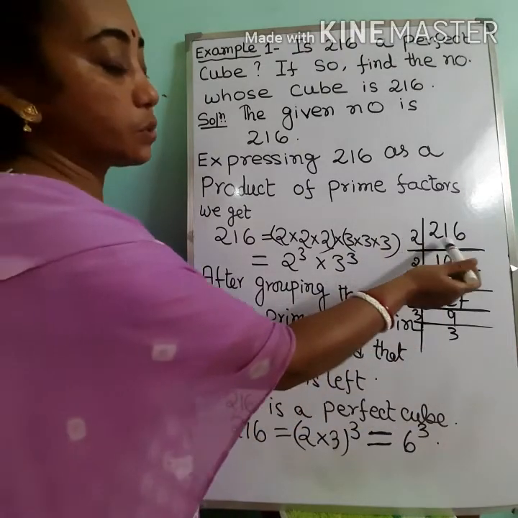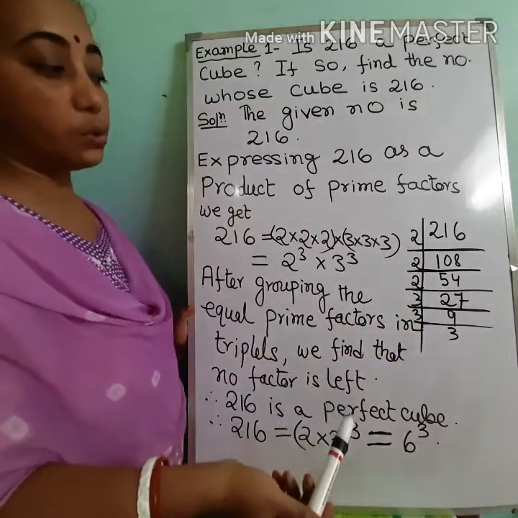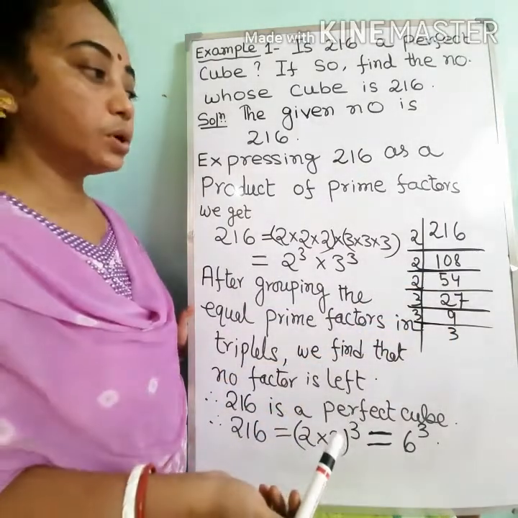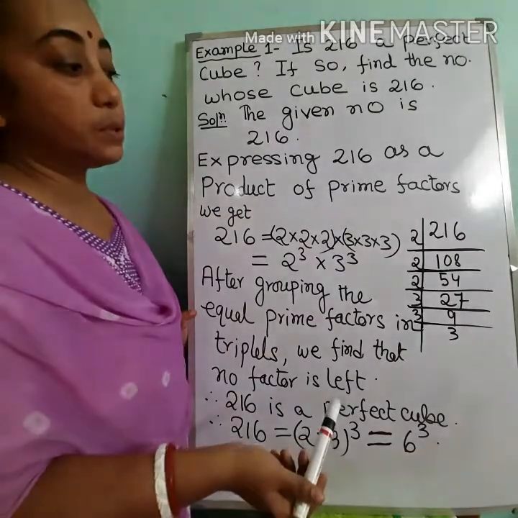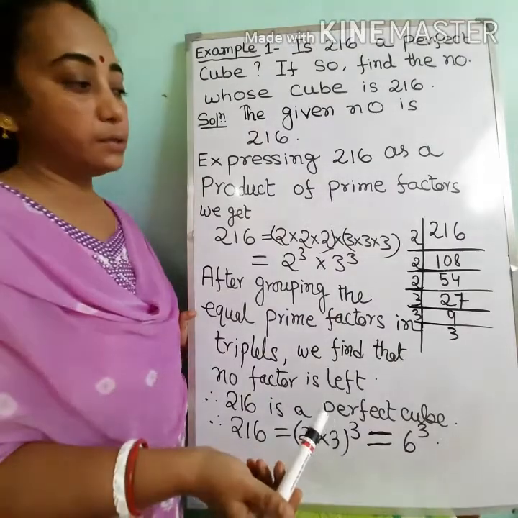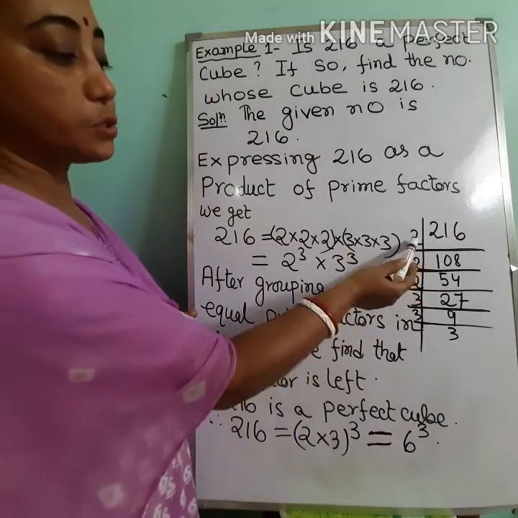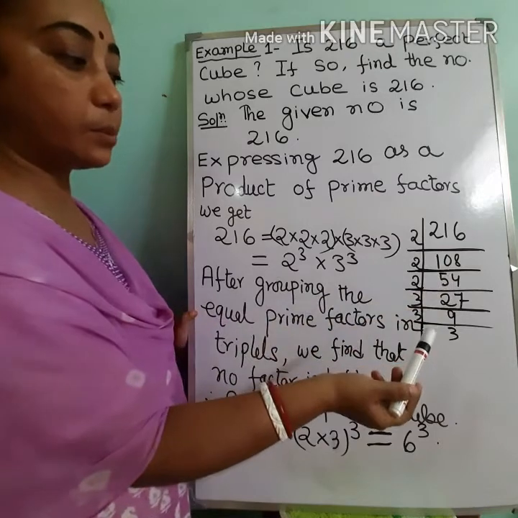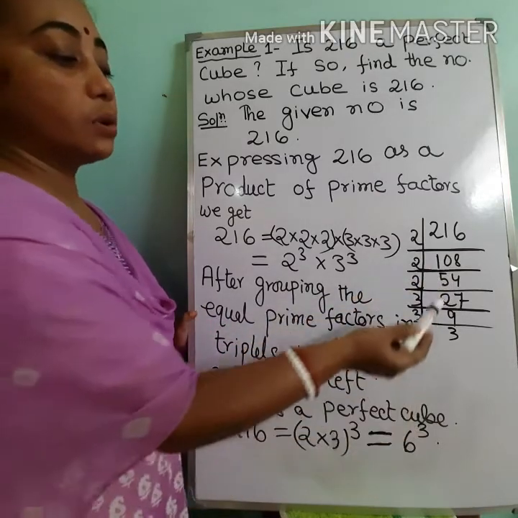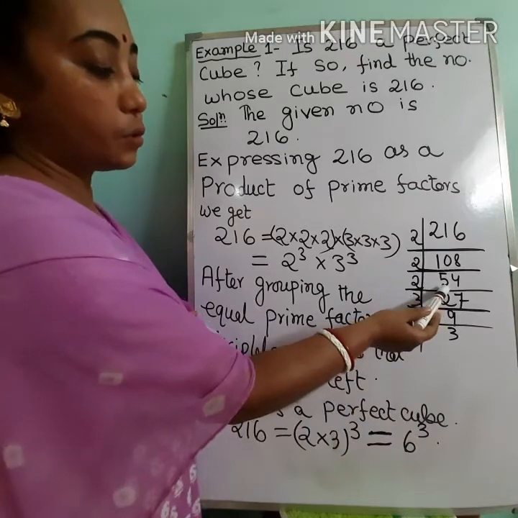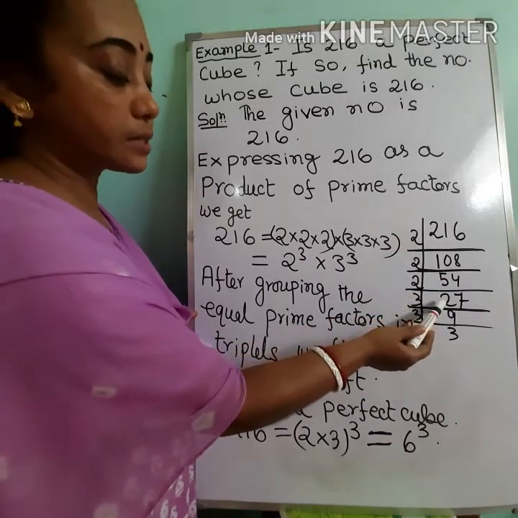As the given number is 216, whose unit digit is 6, we start our divisions with 2, which is a prime number, and we know that an even number is always divisible by 2. After that we are getting again an even number, so we again divide it by 2. After that it is again 54, which is an even number, so again we divide by 2. Here we are getting 27.